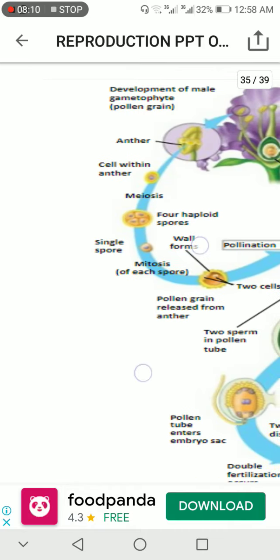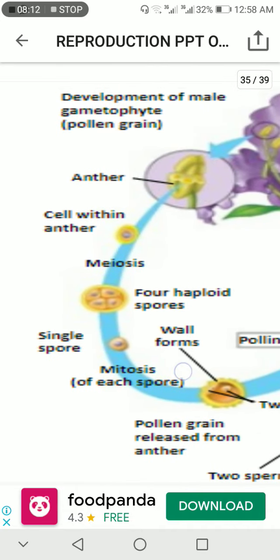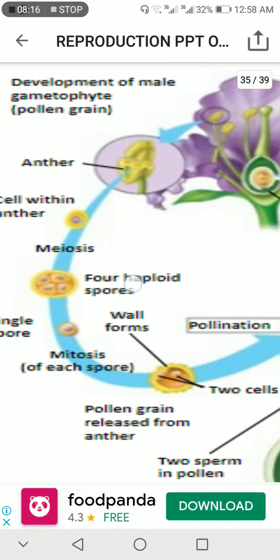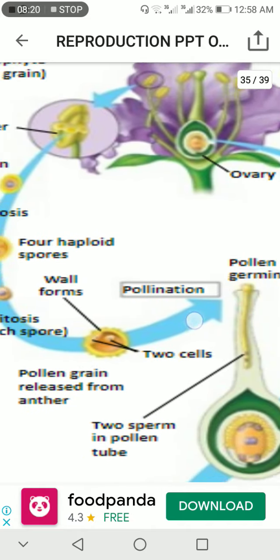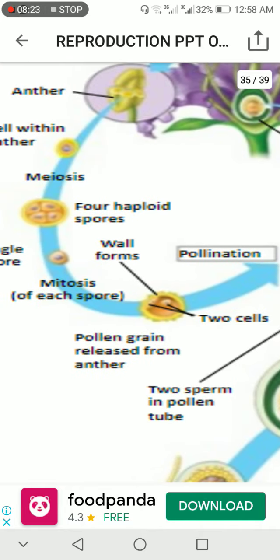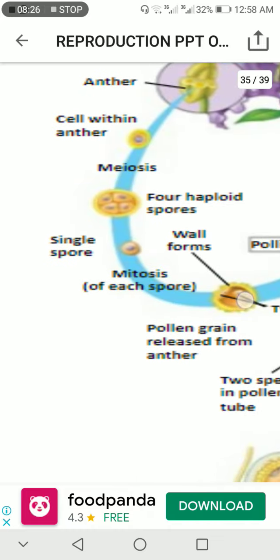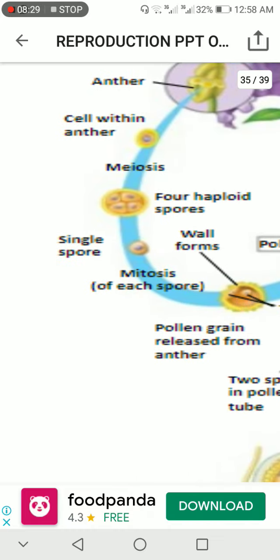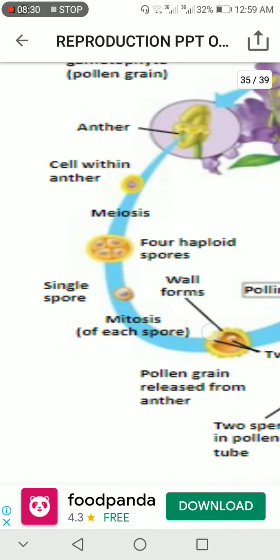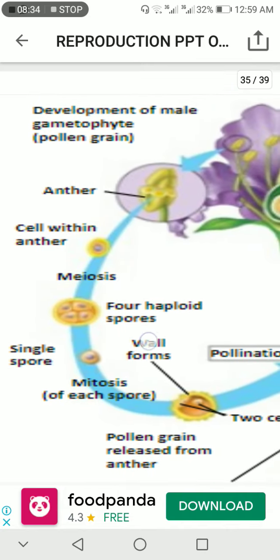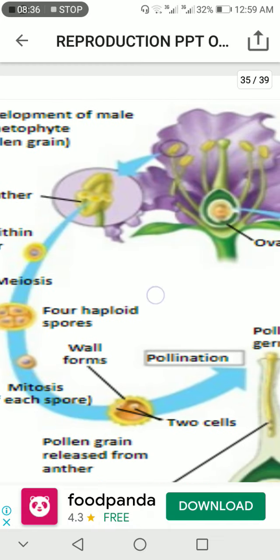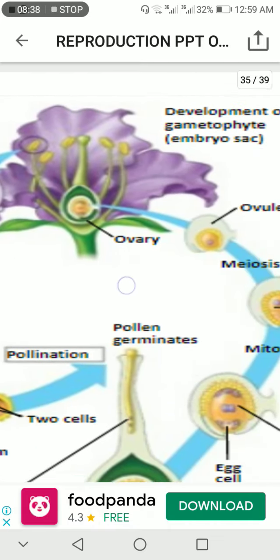Here you can find this detail that after meiosis, after pollination, 2 cells are formed. They form a wall around each spore, and in this way, when they move, 2 nuclei are present. After meiosis, in the cell within the anther, you can see each one of them is containing 2 nuclei.